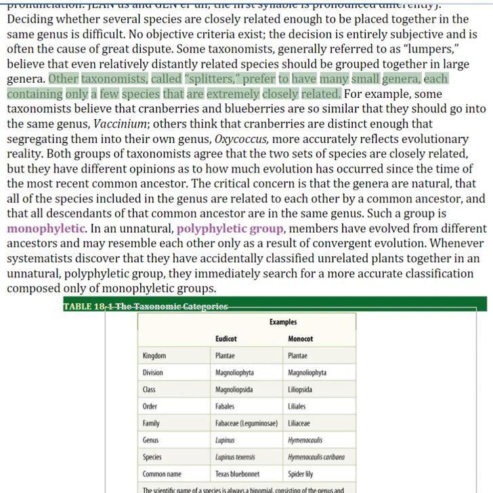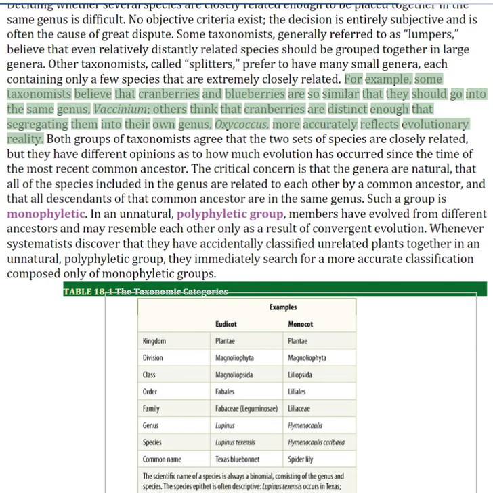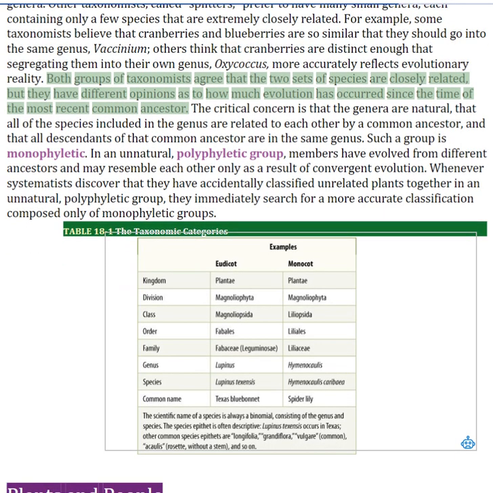For example, some taxonomists believe that cranberries and blueberries are so similar that they should go into the same genus, Vaccinium. Others think that cranberries are distinct enough that segregating them into their own genus, Oxycoccus, more accurately reflects evolutionary reality. Both groups of taxonomists agree that the two sets of species are closely related, but they have different opinions as to how much evolution has occurred since the time of the most recent common ancestor.